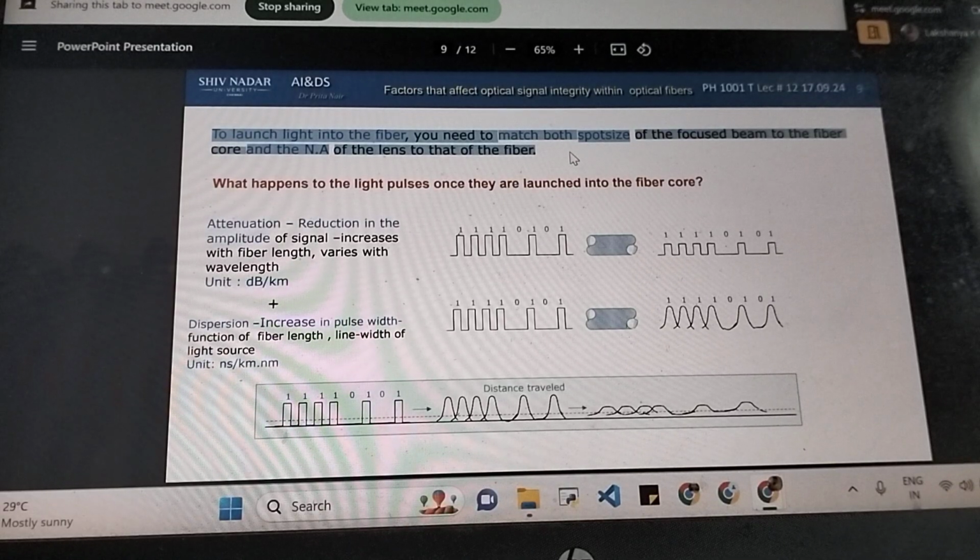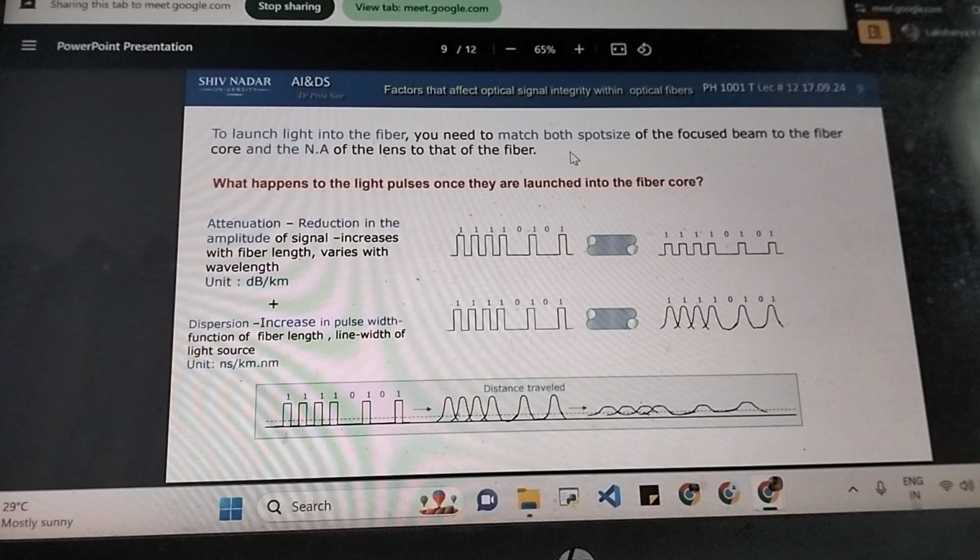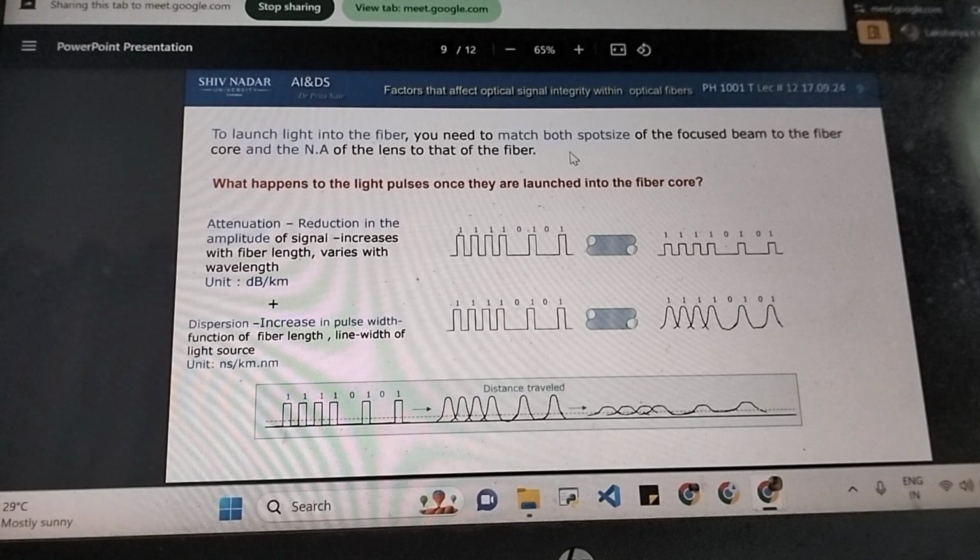To launch light into the fiber, you need to match the spot size of the focused beam and the numerical aperture of the lens. Numerical aperture, we just saw it. It is the maximum angle at which you can shine light so that you don't lose anything. So that part of the sentence is essentially saying that when you launch light, you should make sure your incidence angle is less than or equal to the acceptance angle. Otherwise, you're going to lose some signal. That part is somewhat clear. We looked at it already.